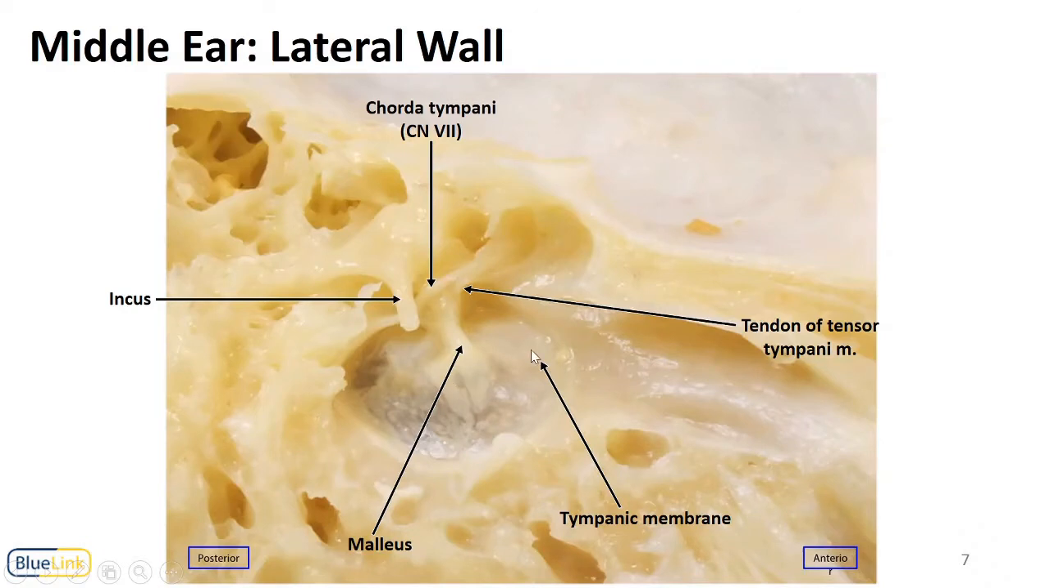And so what you can see is the portion of malleus here that's connected to the tympanic membrane. And then the next of the ossicles, the incus, which articulates with the malleus. We also see this chorda tympani nerve running along through, and a very slight view of the tendon of the tensor tympani muscle that attaches down to that malleus bone.